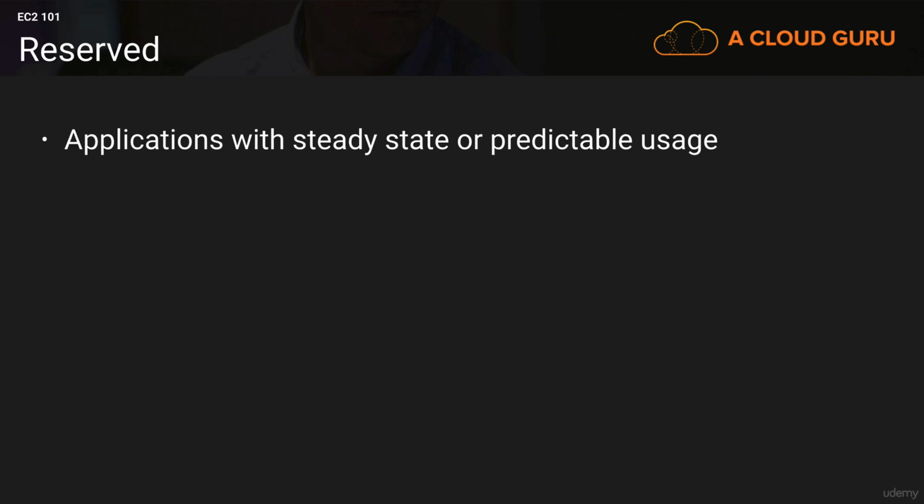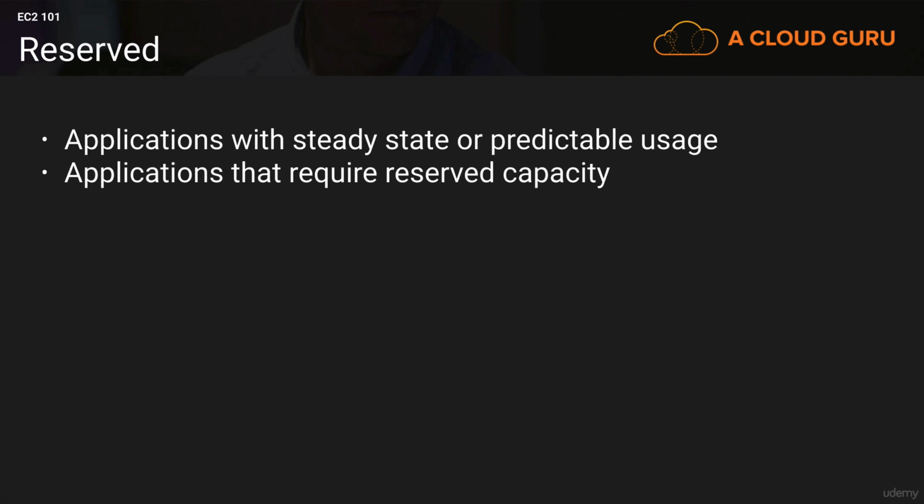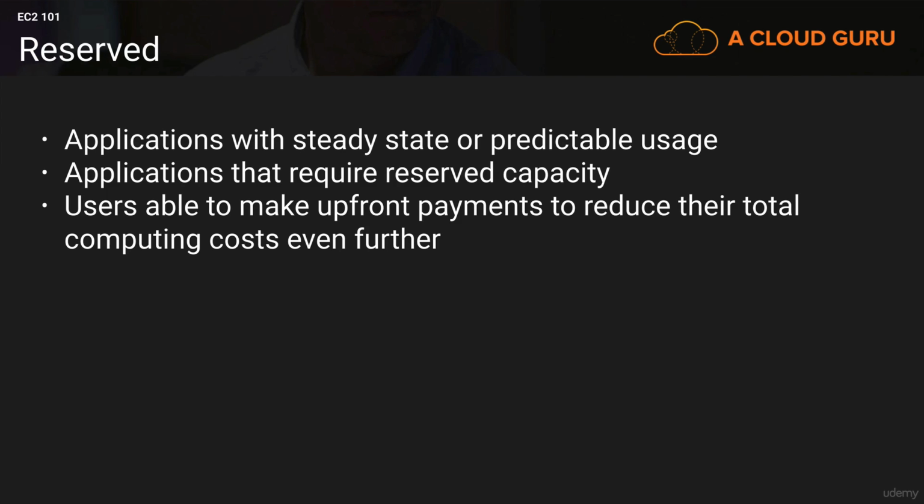Okay, so moving on to reserved instances. This is for applications with steady state or predictable usage. So I used the example before of maybe you always have 10,000 active users on your particular site, and you need a minimum of 2 very large web servers in order to accommodate that. So this is where you've got applications that require steady reserved capacity, and users are able to make upfront payments to reduce their total computing costs even further.